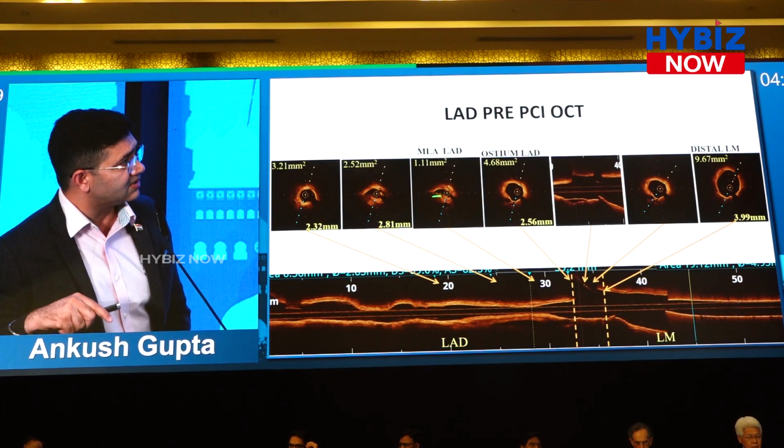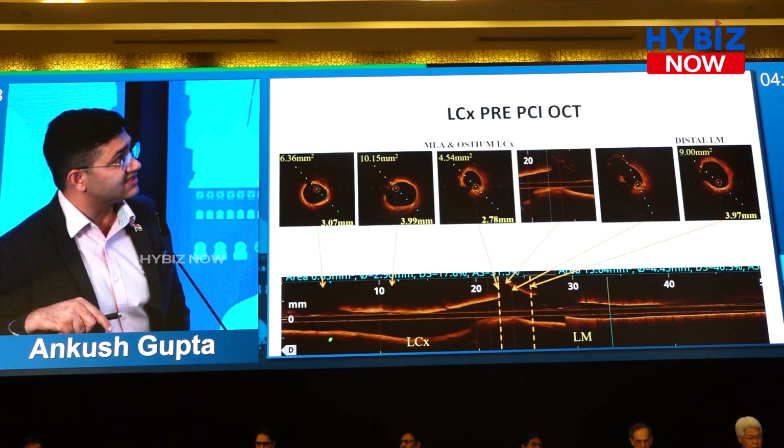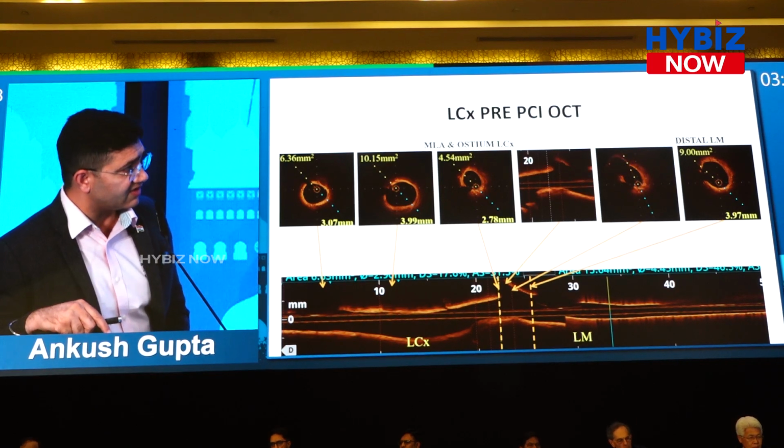We saw the plaque morphology, left main diameter, and distal reference diameter to decide your stent. This is the LCX run. You can see the LCX ostial area is around 5. Nothing needs to be done.